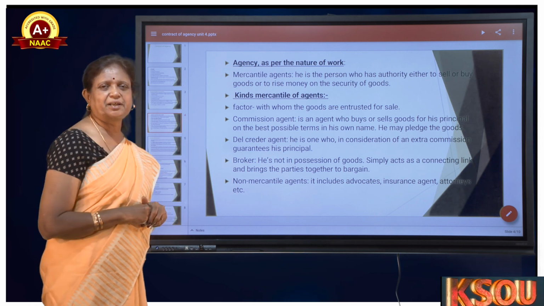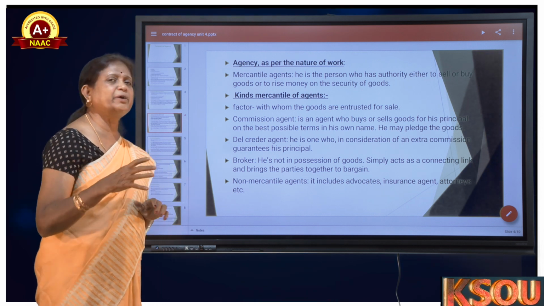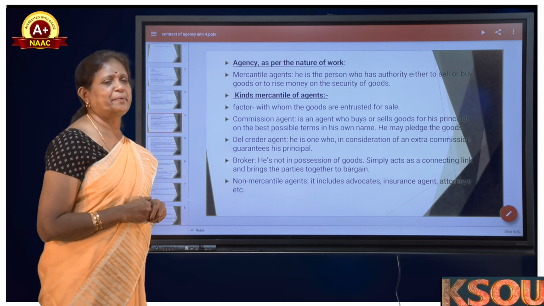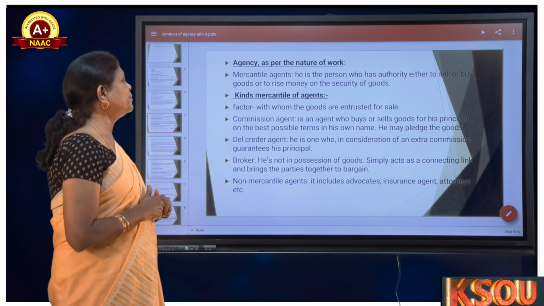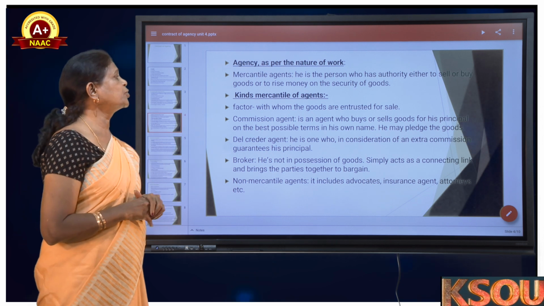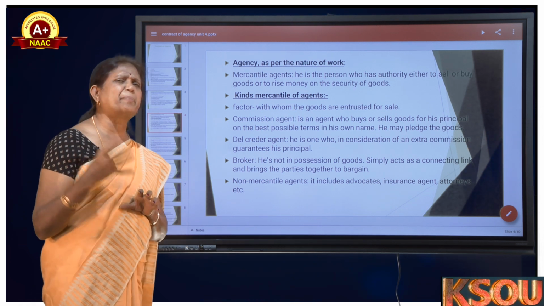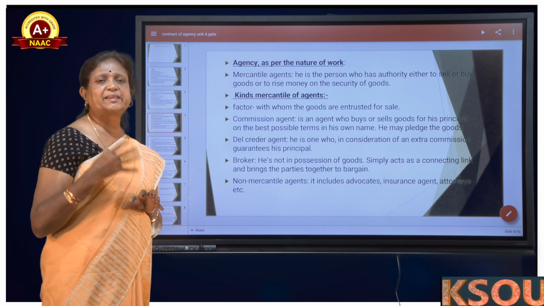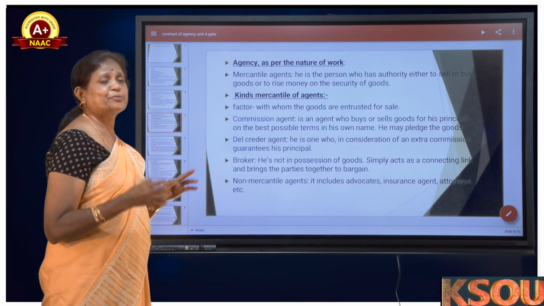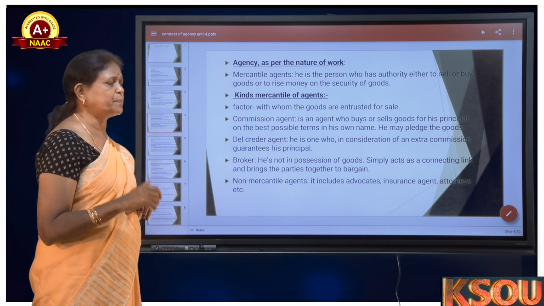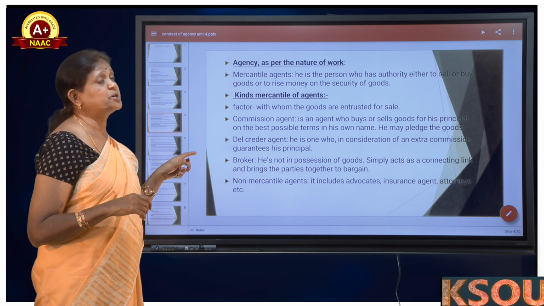And the commission agent. A commission agent is one who deals with the sale or purchase of goods on a commission basis. He may pledge the goods also. It means a mercantile agent has all the powers to deal with third parties for the best of the principal. Whatever is the advantage to the principal, such acts can be done by a commission agent.